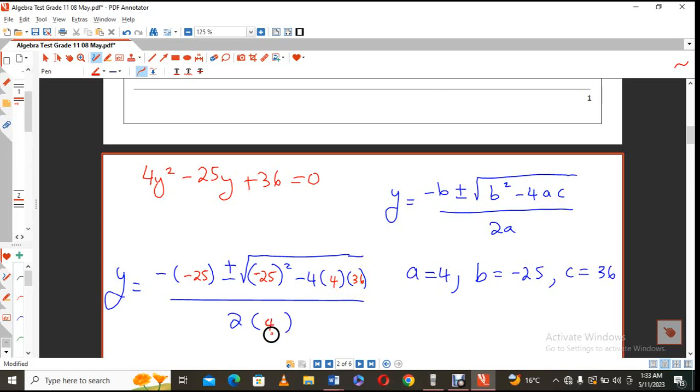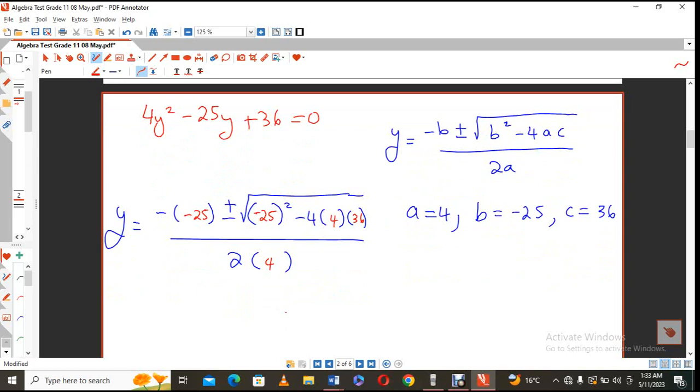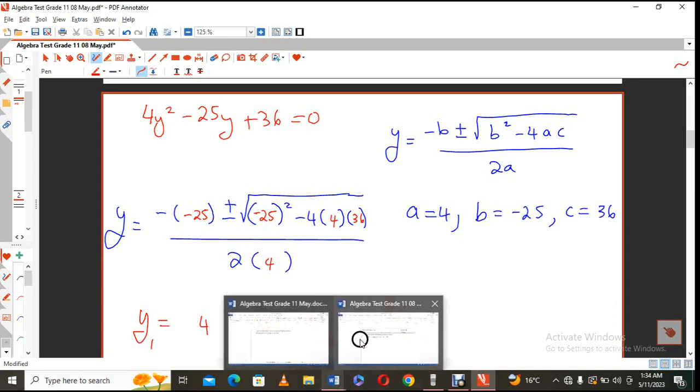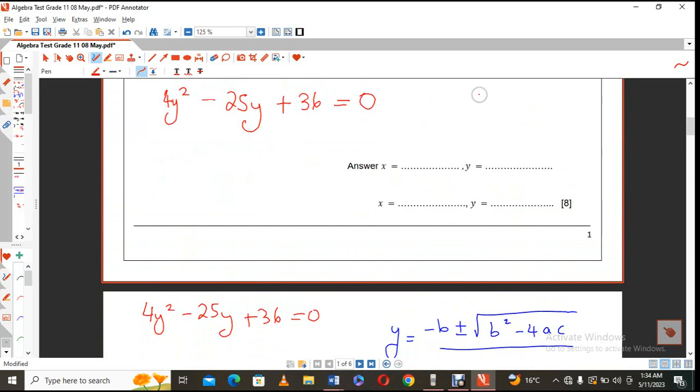Okay, right, so it's a matter of punching it in. One answer is y equals 4, and another answer, maybe I can call that y sub 1, and the second answer will be y sub 2, which is 9 over 4. I'm going to leave it as an improper fraction. So I'm just going to go back and put my answers for y. So y is 4, and the other one is 9 over 4.